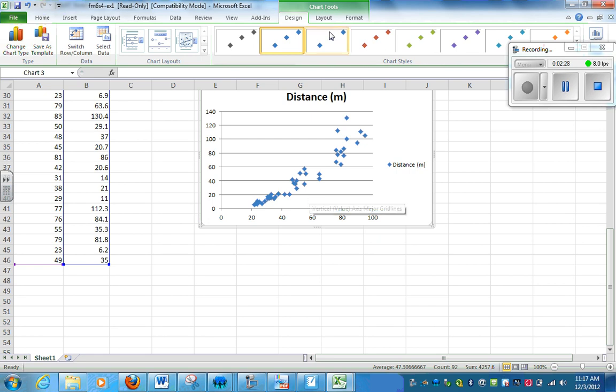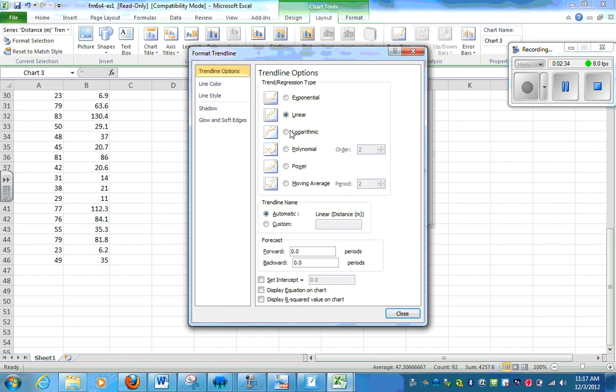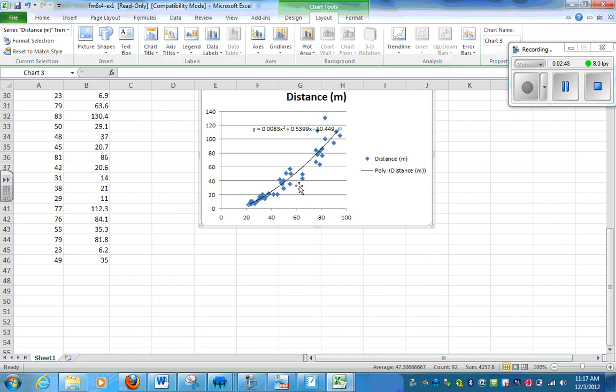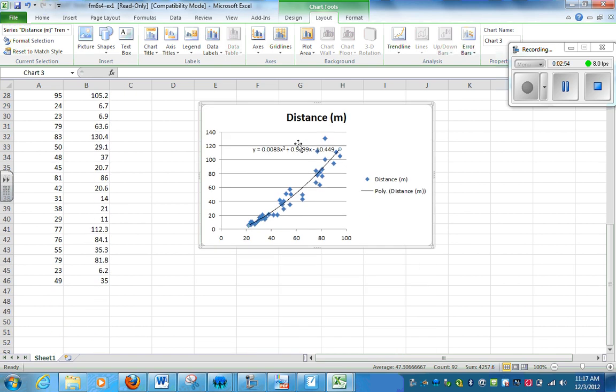Just like last time, we're going to go to Layout and Trendline, but we're not talking about linear. We're going to go to More Trendline Options, and we're going to do Polynomial. Order 2 means we're looking for things that are quadratic. That would be cubic, etc. So we want quadratic. And again, I'm going to display that equation on the chart. And here I have my very beautiful curve of best fit. Excel has done most of the work for me. That is my curve of best fit.